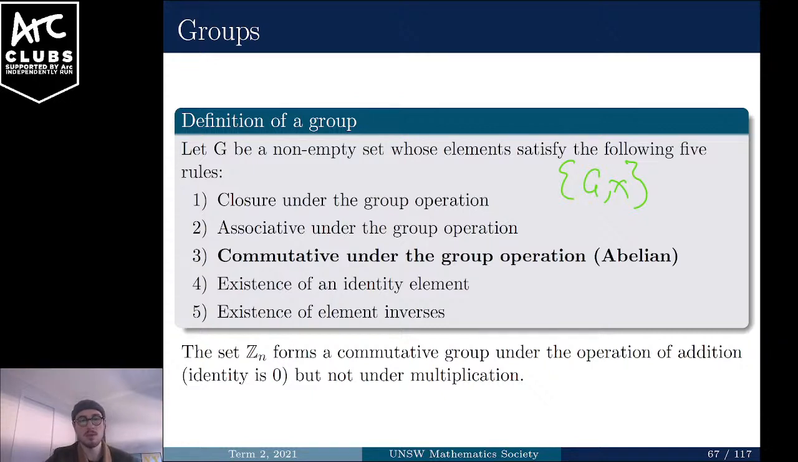Then we can also say that if this group is commutative under the group operation, we can call this an abelian group. So it's a commutative group. Cool. And then there's a little comment underneath there that the set Zn forms a commutative group under the operation of addition. The identity is 0, but not under multiplication. So under multiplication, it doesn't form an abelian group, but under the operation of addition, it does.